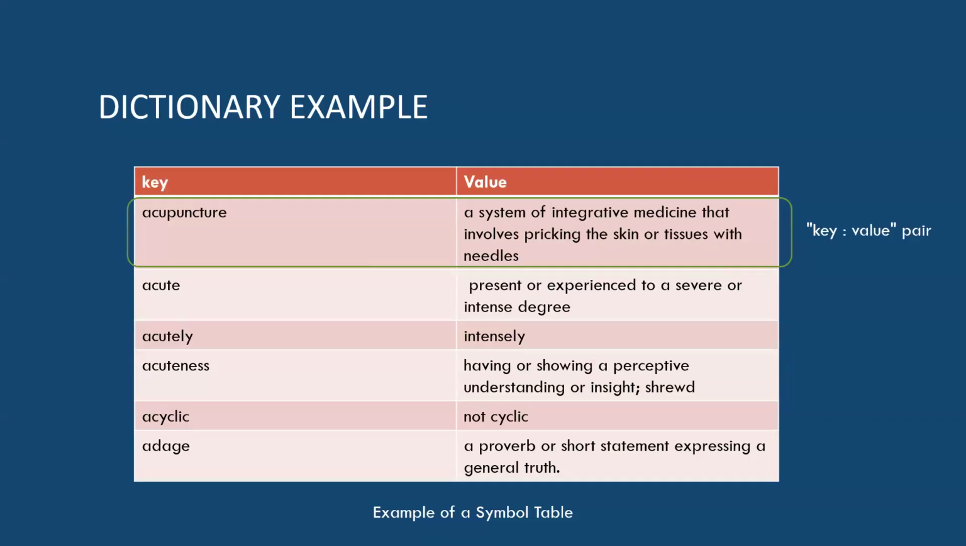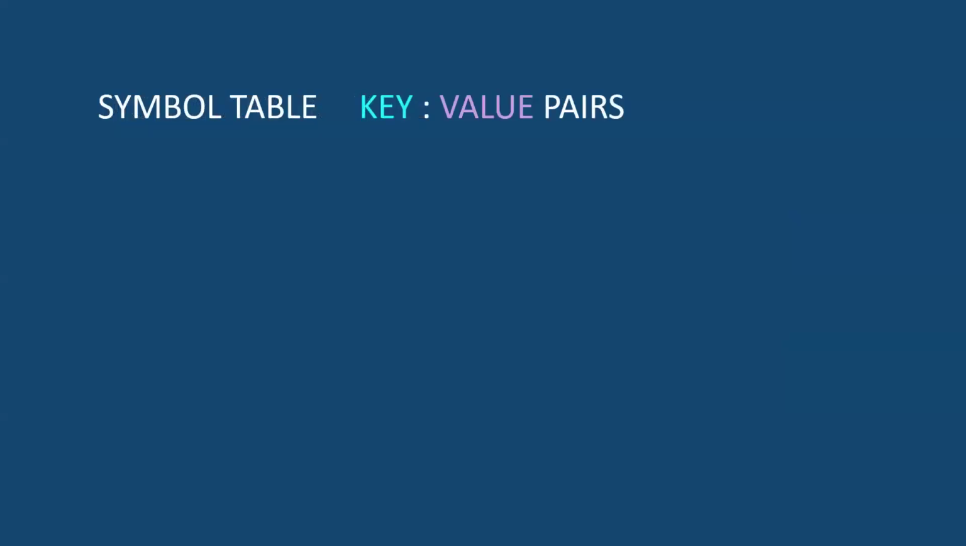Okay. So here's the dictionary example, of course, acupuncture with a definition, acute, etc. Okay. So we may want to see the definition, or we may want to update the definition, or in other words, the value. So there are a couple different operations we might actually want to perform on that.